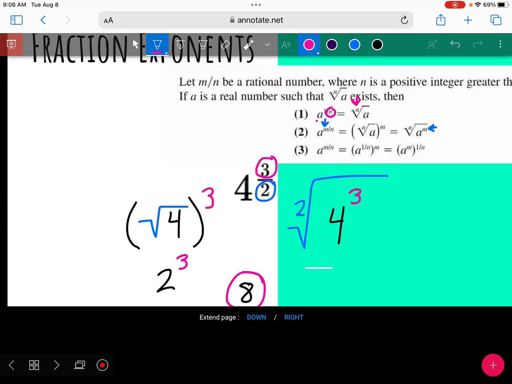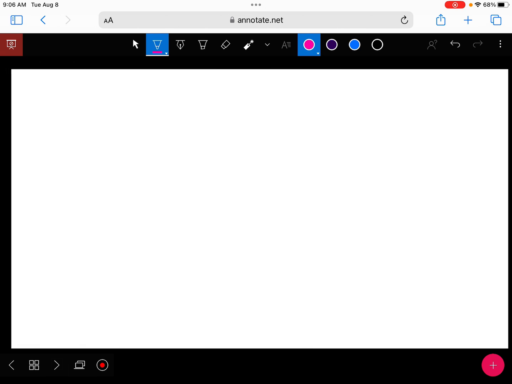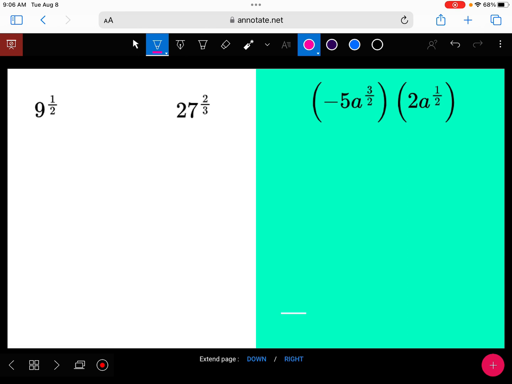It's not always going to be that this way is easier to simplify. Sometimes this is actually easier. So to be able to write it in both directions is handy. And we're going to practice that a little bit. But your numerator is an exponent that's normal. Your index is the denominator. Okay. We're going to practice it a few times.